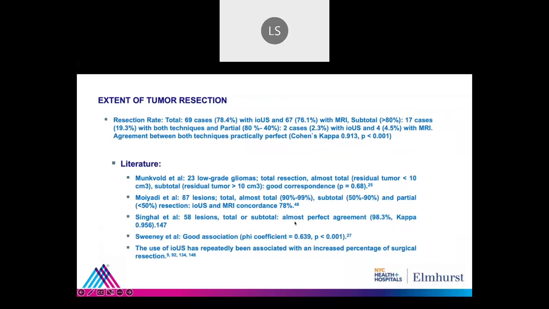You see that every different study also uses a different type of statistical analysis, so it's very hard to compare. Here this study was just using the kappa test, and they were saying that there was almost perfect agreement, with 98%, and this used the chi-square coefficient.